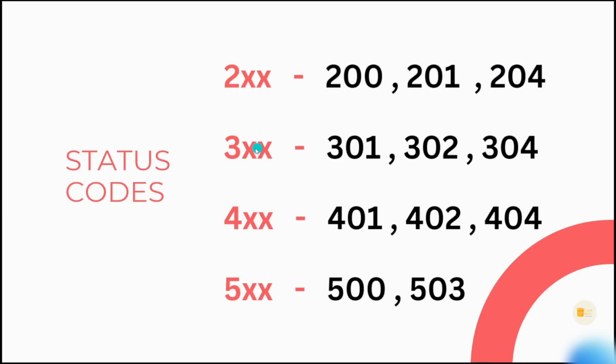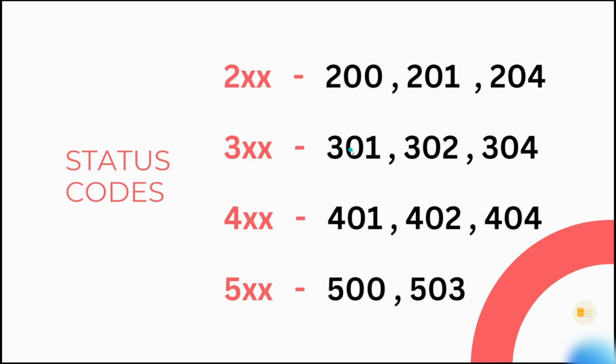Similarly, when we talk about 3xx, that means starting from 3, it's used for redirection. These codes indicate that further action is needed to complete the request. Okay, so when there is something missing, like fields which are missing, you would be using 3xx. That means something is missing, you have to add more details to complete the request.